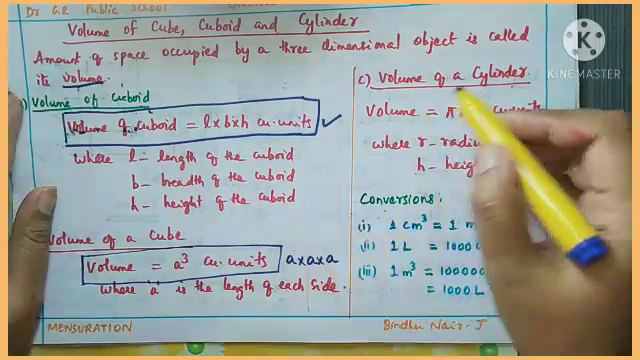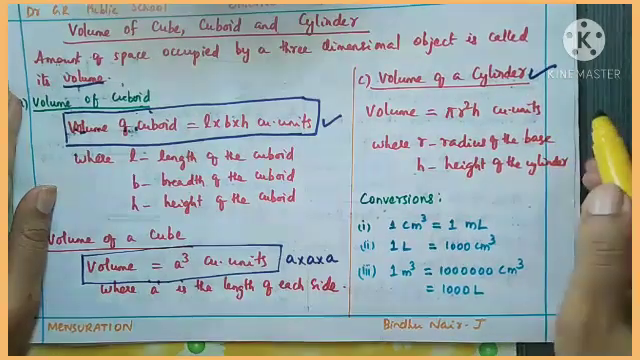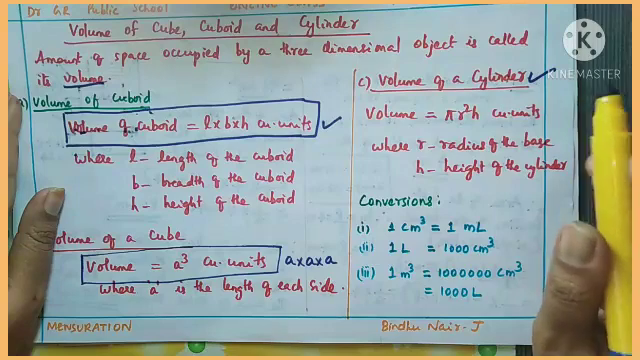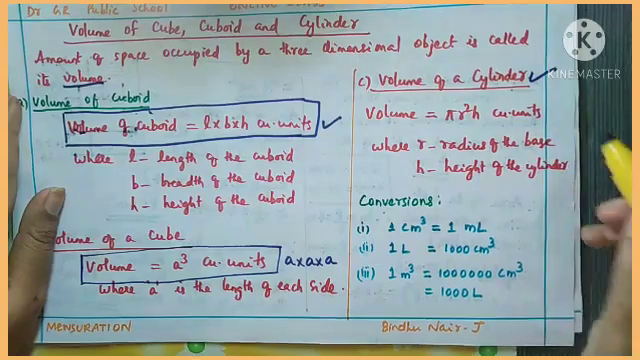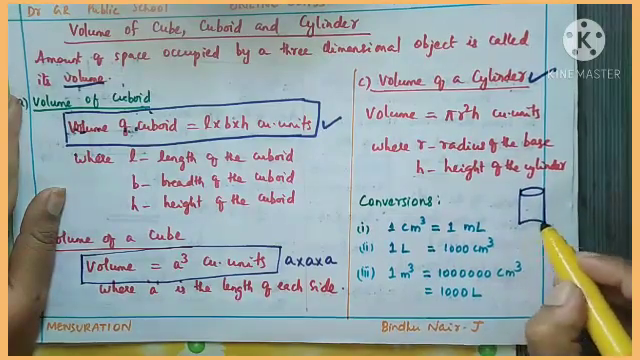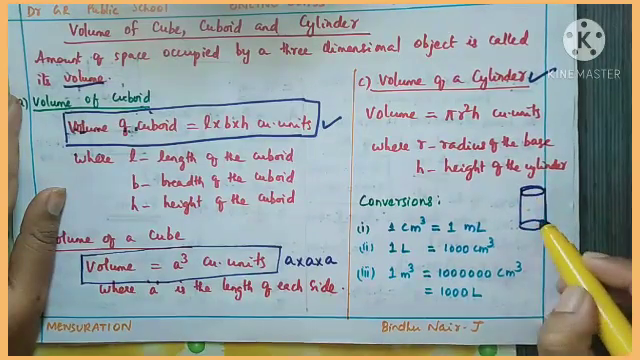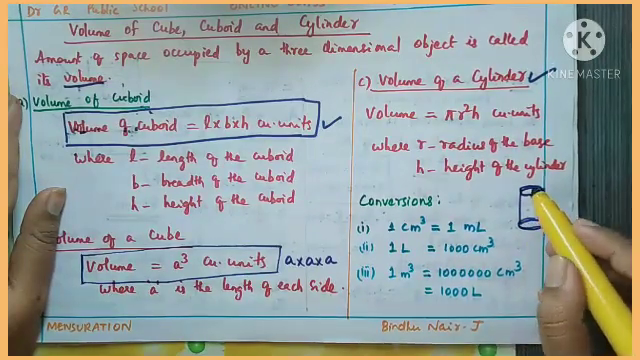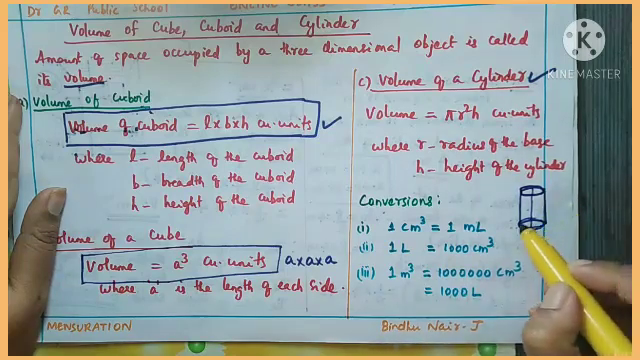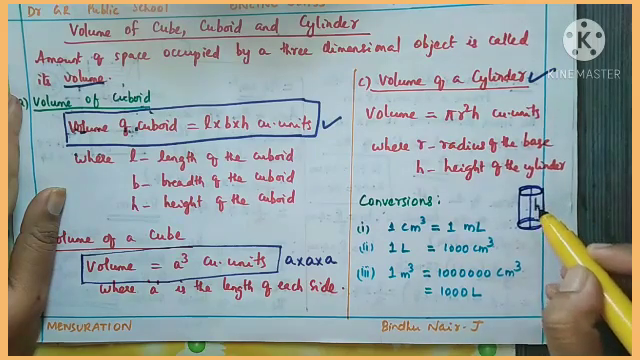Then we are having volume of cylinder. Volume of cylinder, you know what is a cylinder shape? A cylinder means it is having circle shape on top and bottom. Okay, you might have known how to identify a cylinder. So this is a cylindrical shape, and here 2 circles are there on the top and bottom, and this is the height of the cylinder. Okay, so here the circle is having a radius, that is R, and height of the cylinder is H.